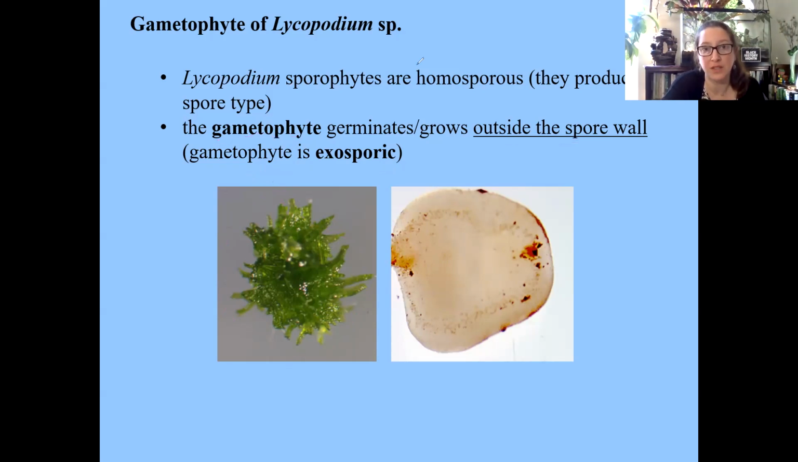So just because these terms are a little new, I just want to double down on this. When the sporophyte plants make one type of spore, we say the sporophytes are homosporous. The gametophytes that grow out of that one type of spore grow literally out of it, outside of the spore. Gametophyte grows outside of the spore. Gametophyte is exosporic.